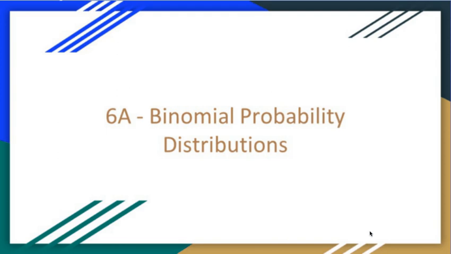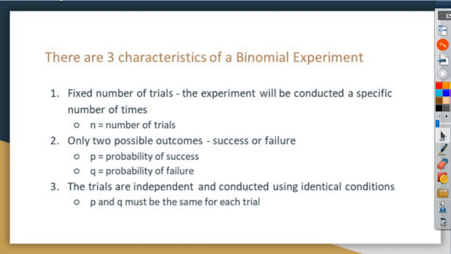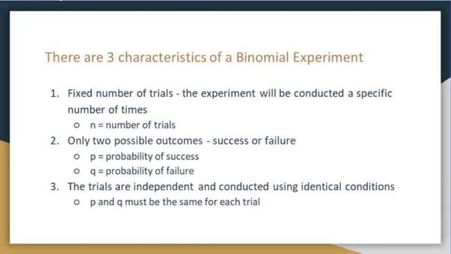All right, lesson 6A is going to look at binomial probability distributions. So the first thing is being able to identify whether or not something is a binomial experiment. Okay, so there are 3 keys that have to be met to consider something a binomial experiment.